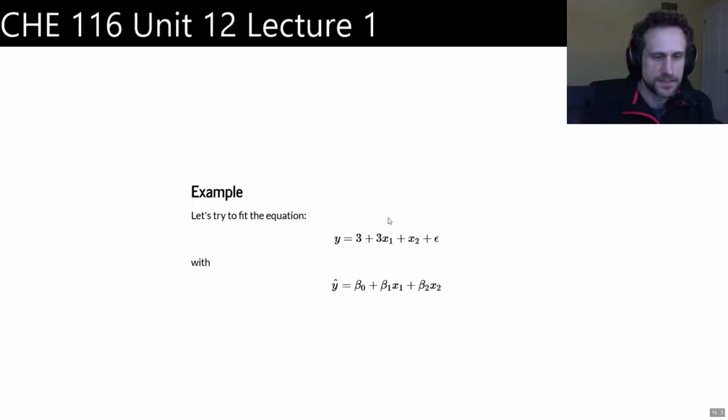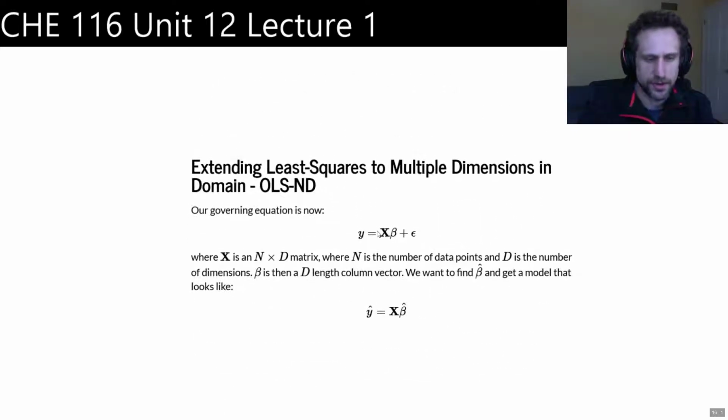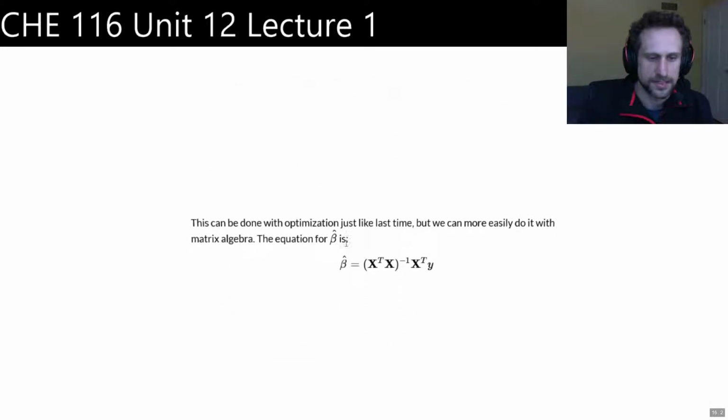So let's go ahead and see an example of this. Now, one thing I kind of glossed over is that in this equation, it may look like you can't have an intercept, but you actually can have an intercept by having one of your dimensions of x be all ones. Okay, so we'll see an example of that.